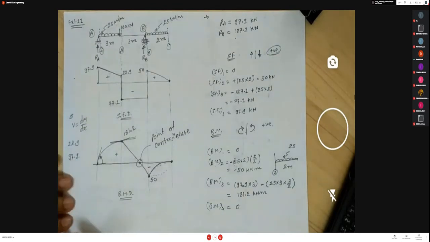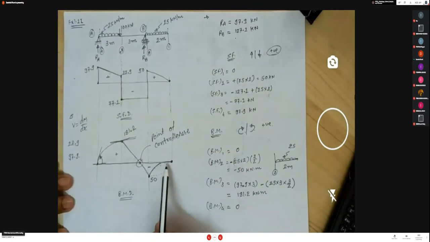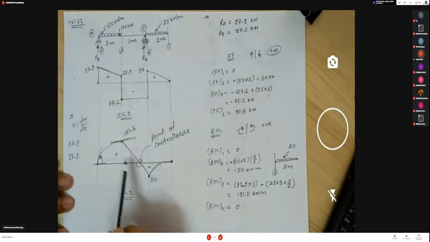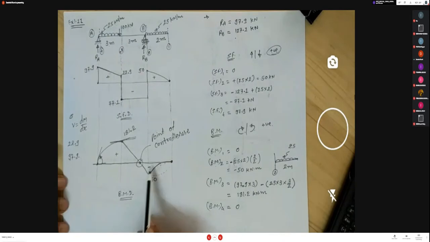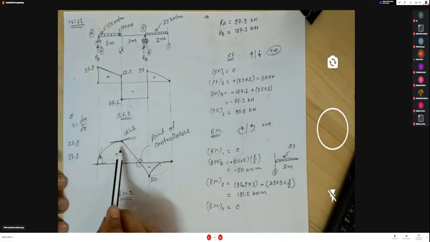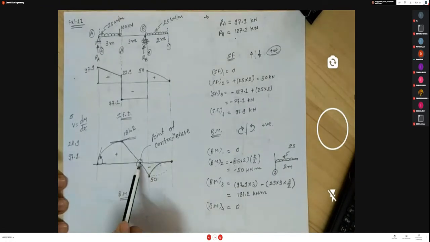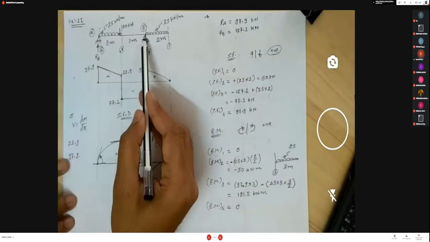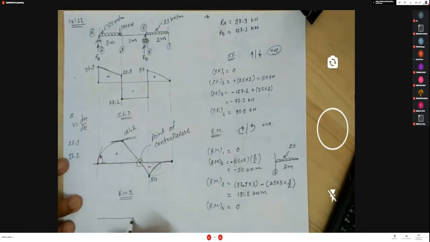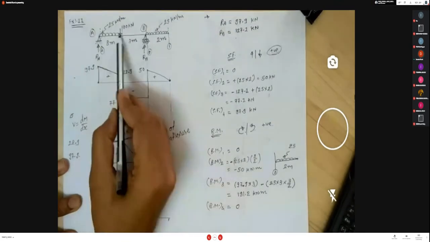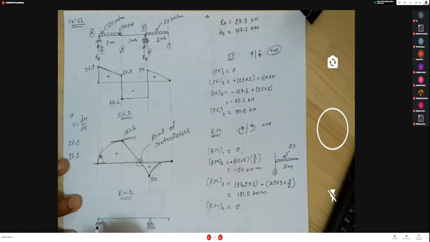Okay? So in an overhang beam, the diagram is positive as well as negative side also. So whenever our bending moment diagram changes its sign from negative to positive or positive to negative, this point is known as the point of contraflexure. Because if you draw the deflection shape of this beam, it's like this. This is our support condition. Okay? Here the loading is downward, so our beam deflects like this.